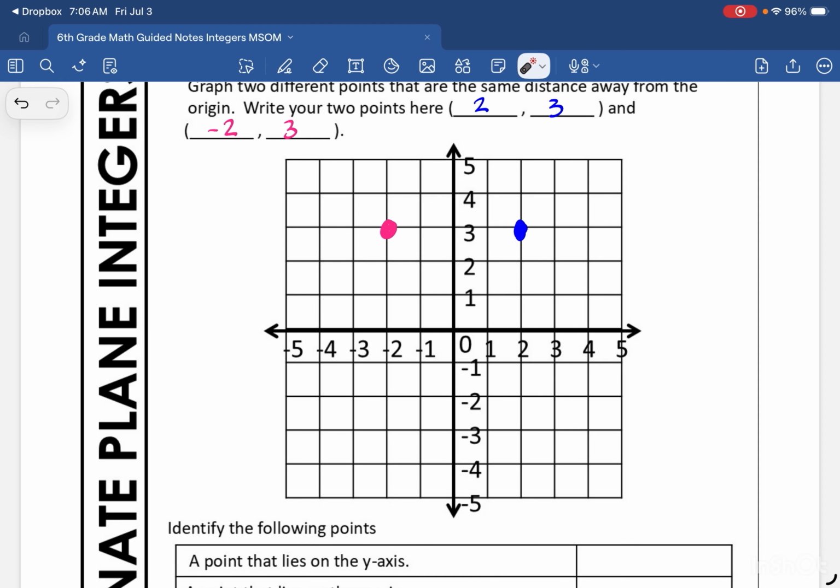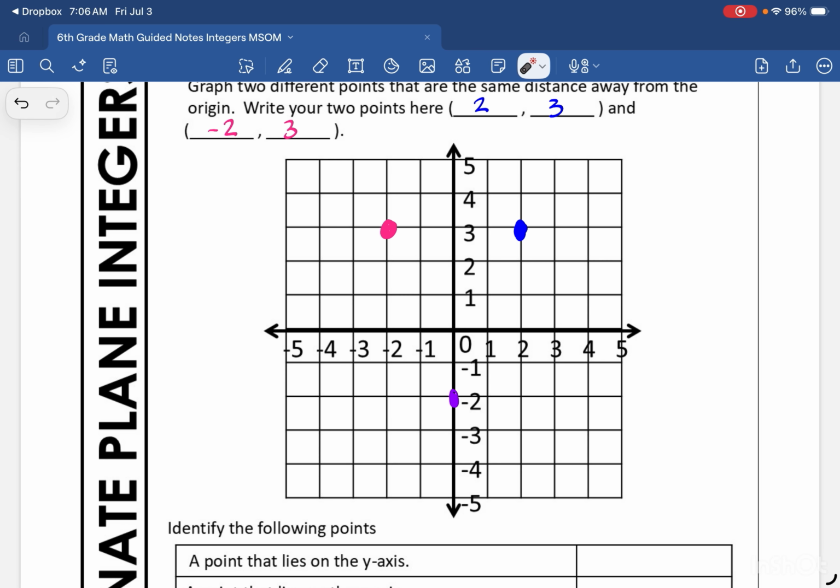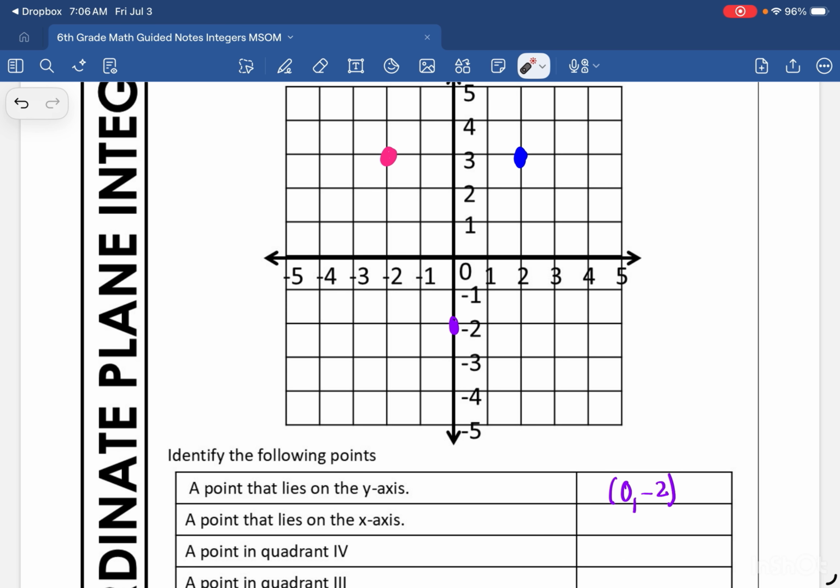Identify the following points. A point that lies on the y-axis. Remember, the y-axis is my vertical number line. Let's say this point right here. This point would be 0 because I don't go anywhere horizontally first. I only go down negative 2. So 0, negative 2. A point that lies on the x-axis. So let's say this point right there. That's going to be 4, 0.